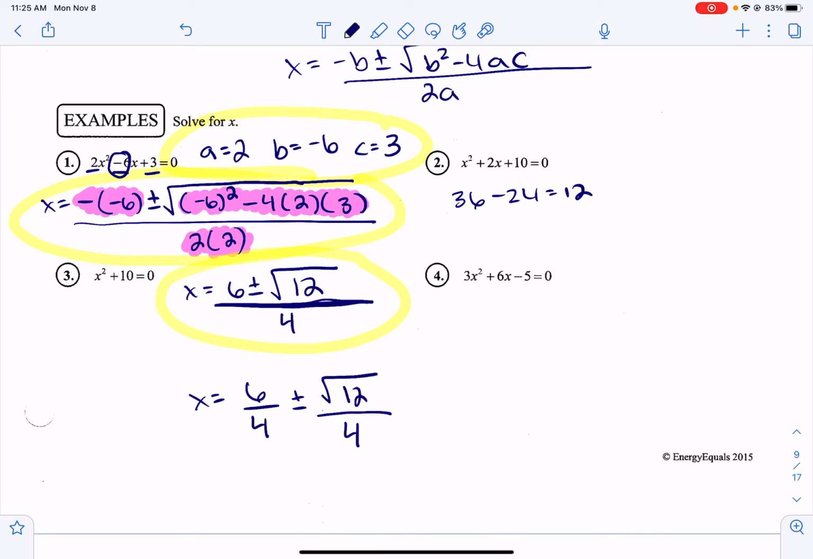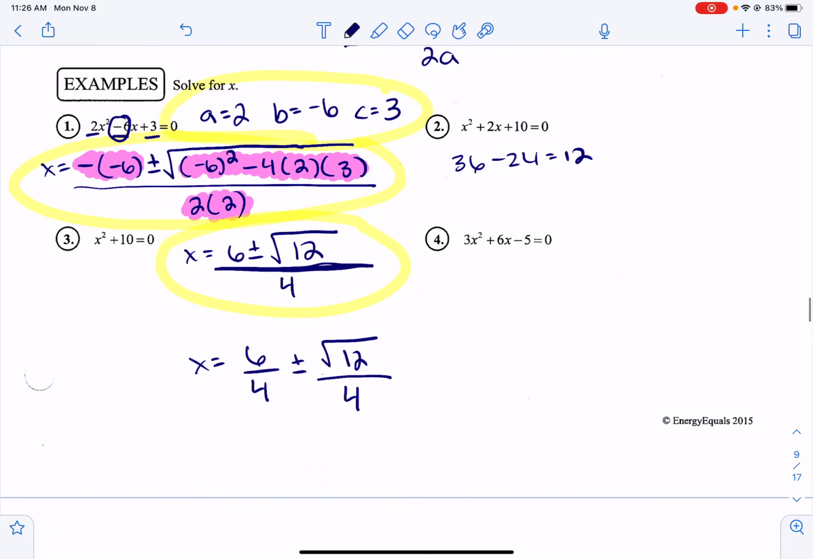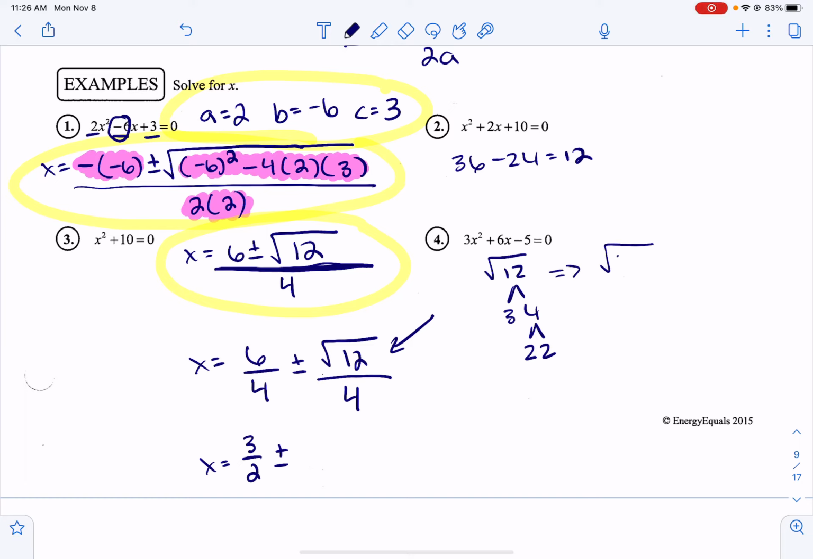So to simplify, I split it up into 2 pieces. They both have that 4 on the bottom. And from here, it's pretty easy because 6 divided by 4, that's just 3 over 2. Square root of 12, now this is where some of you are going to have to remember, square root of 12 isn't a nice number. And so the way I learned to deal with that was to break it down to its factor tree. And then I would rewrite it as the square root of 2 times 2 times 3. So those 2's would come out, and I would change it to be 2 root 3.